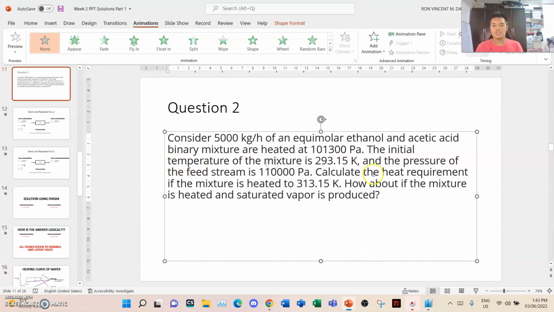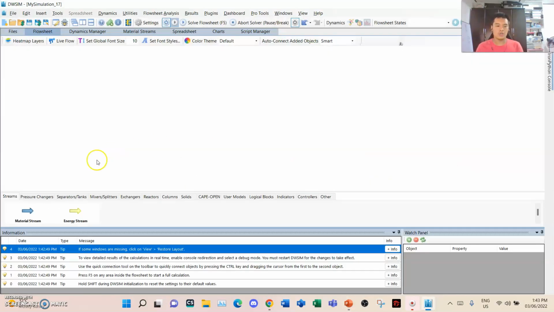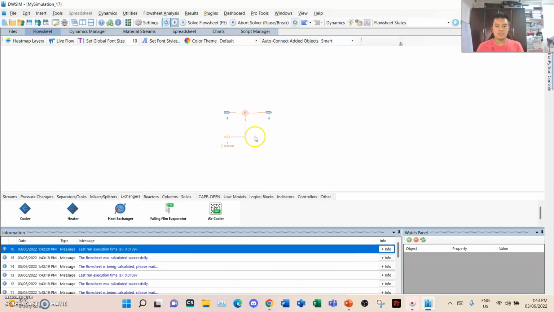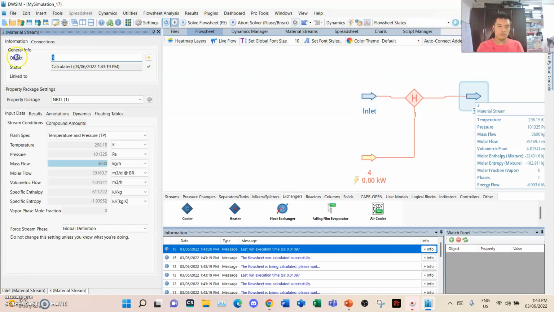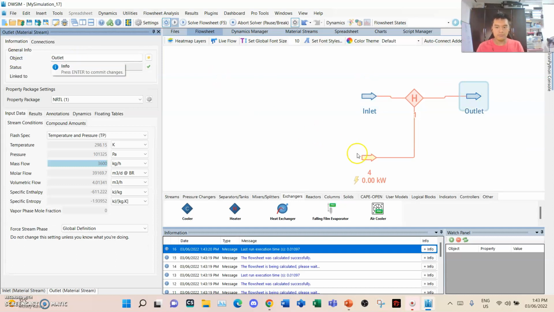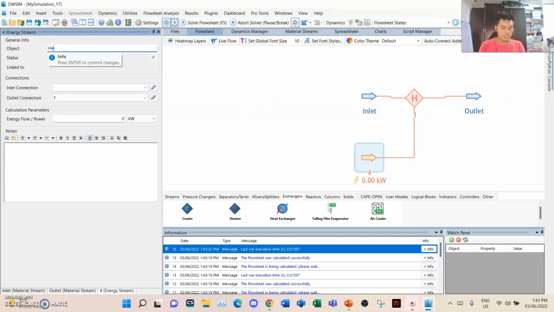Next, the unit operation we need here is a heater. So we'll go here to exchangers, heater. Then DWSIM will automatically provide you the input and output streams. So let us name these respectively. So this stream, we'll rename as inlet stream. And this stream, we'll rename as outlet stream. And this one, we'll rename as heat requirement.